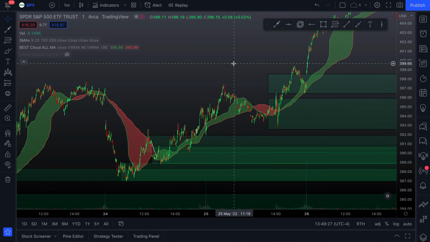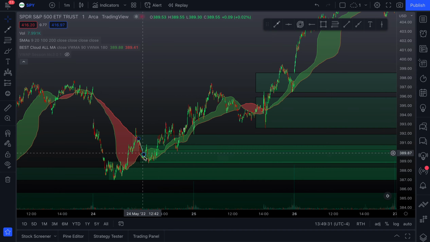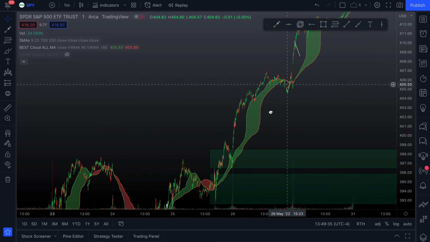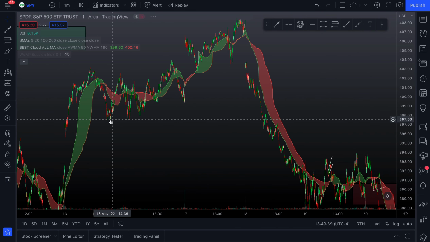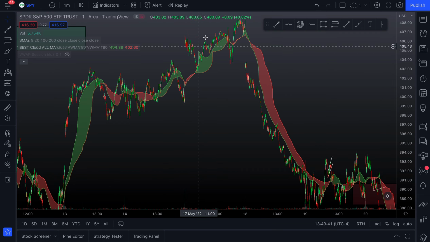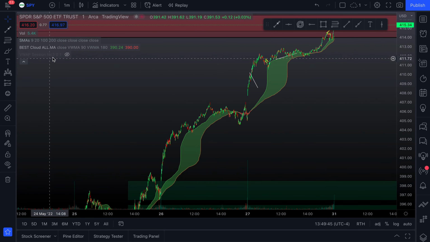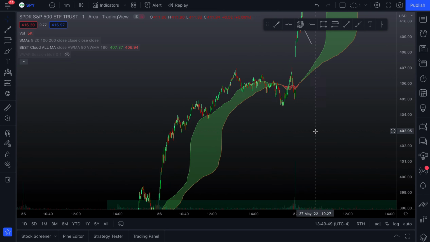And then the green channel, obviously, the green cloud, means we're in a bullish trend. So right here, bullish trend, bearish trend, little bullish, little chop, bearish, bullish. So I use it as a general indication of trend. Now, it's also very strong support and resistance.